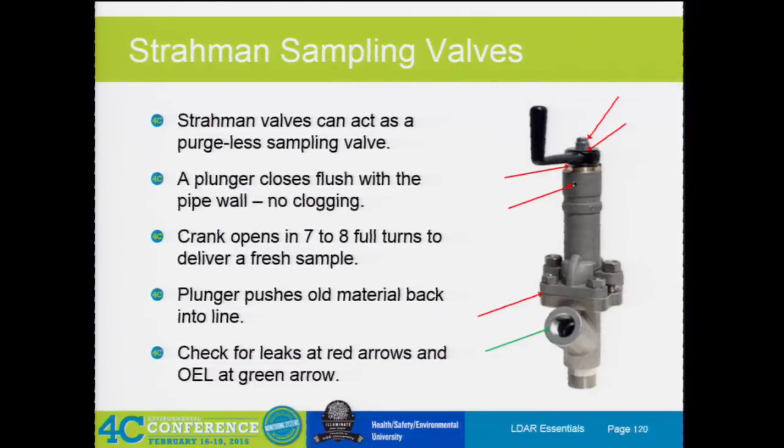All the spots you would check for leak interfaces: the top of it, a little injection port or something here, and then your bonnet. And it says check for an OEL at the green arrow, but like I said, most times you'll have a second valve there. It's just easier than a guy going out there and taking a plug in and out every time he wants to take a sample. You can just put a simple quarter turn ball valve there.